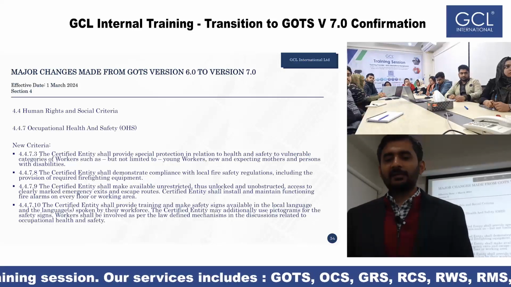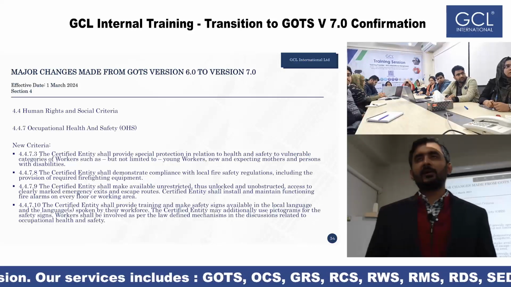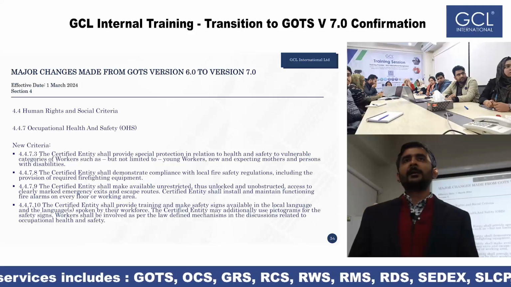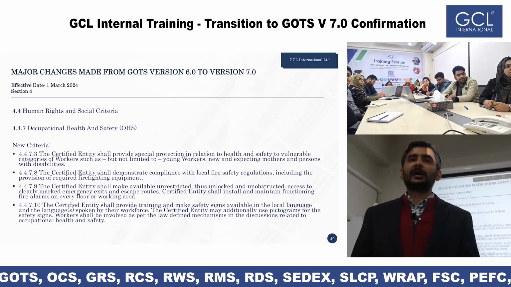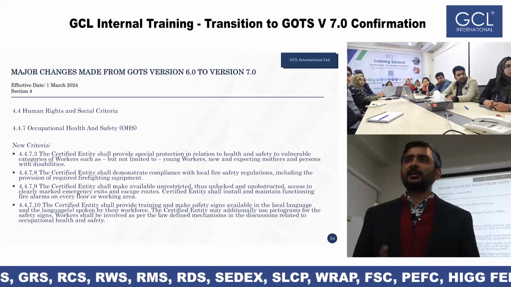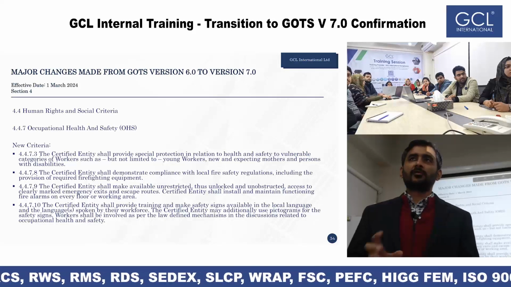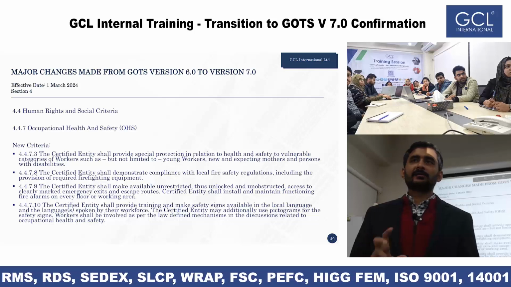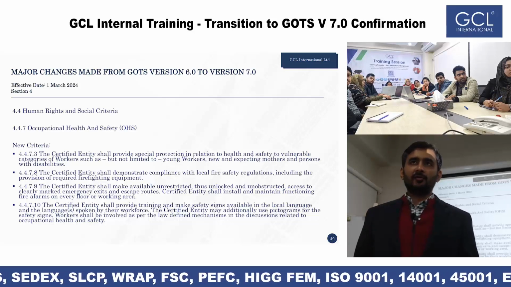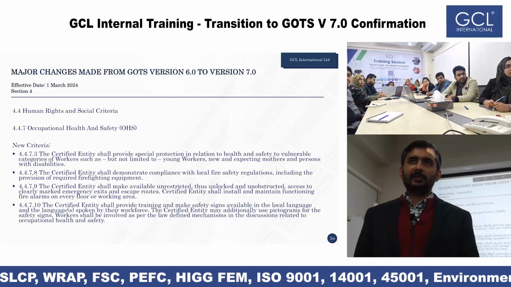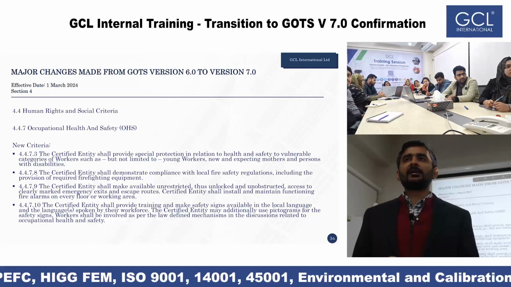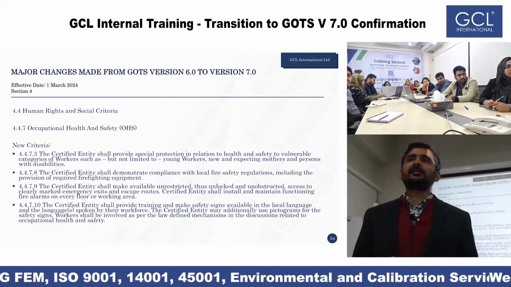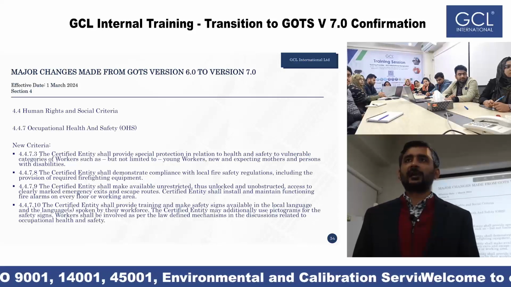And for the training, the additional requirement GOTS has added in 7.0 is that in a facility, whatever kind of hazard they have, all those hazards shall be shown in a sign form, and those should be in a local language that is understandable by the workers. And the workers who are working on those areas shall be trained on those safety signs.